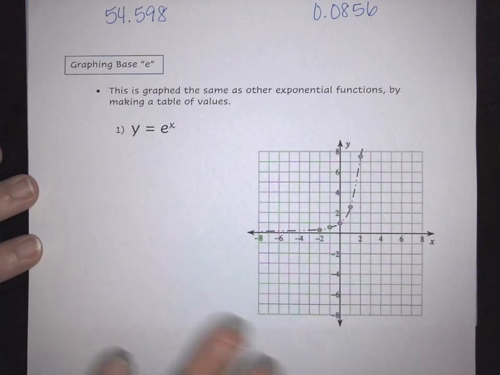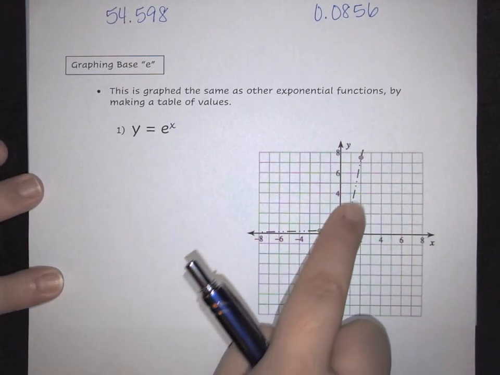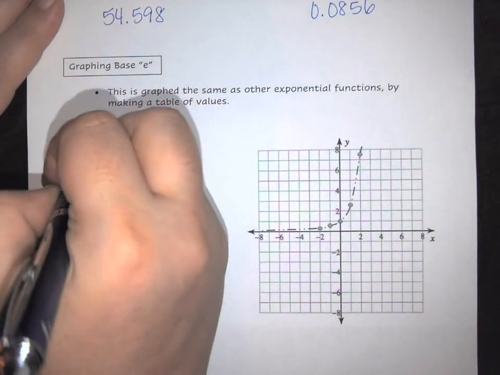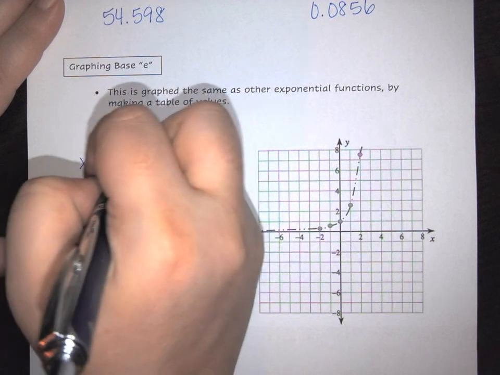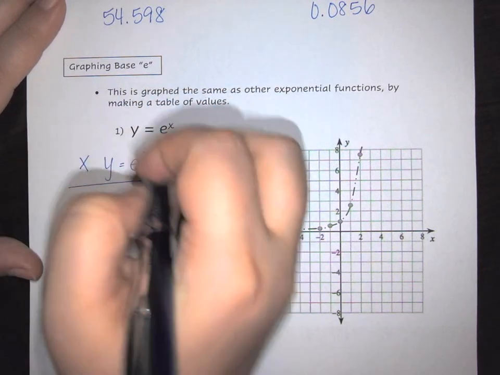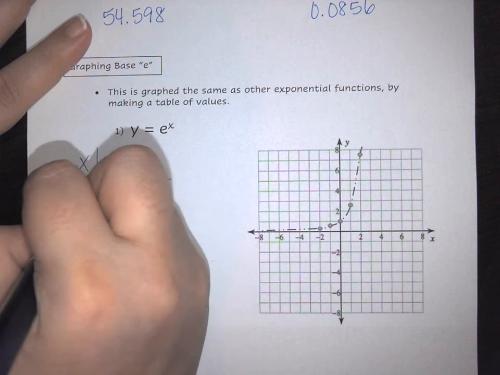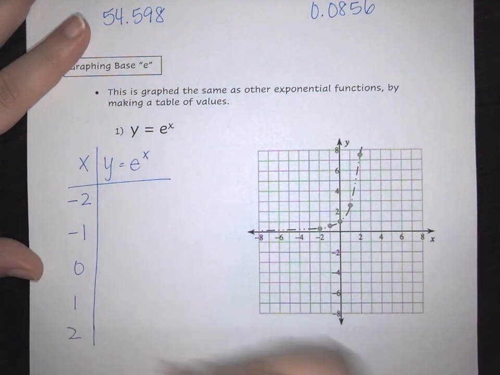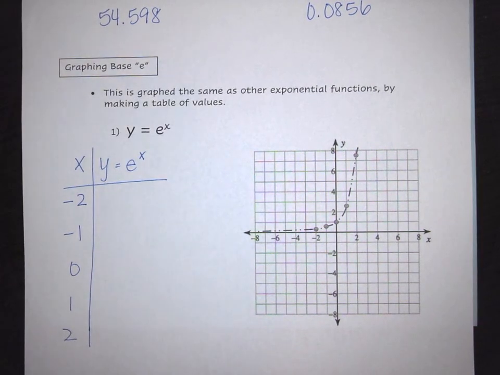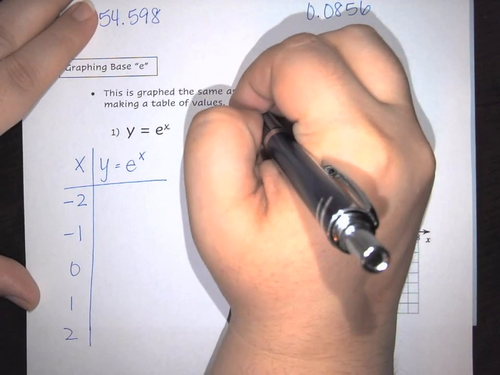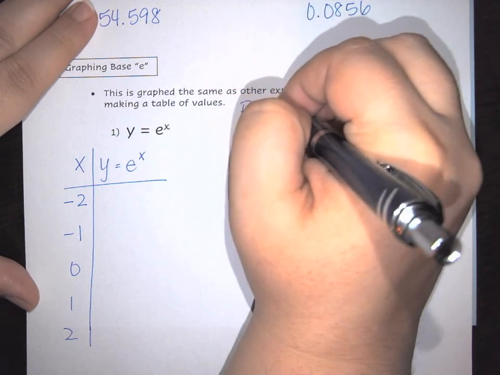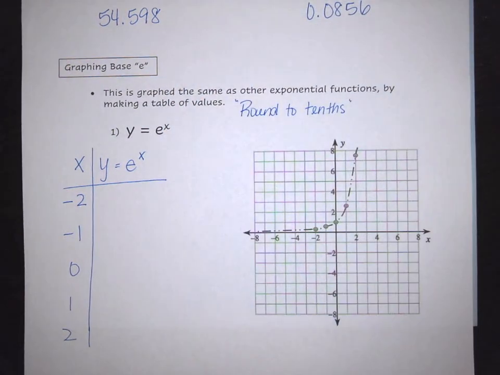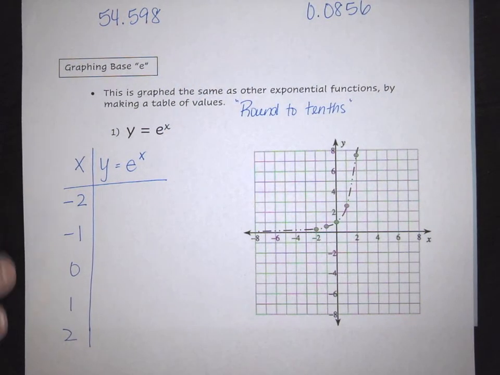Now the same thing would happen if we were trying to graph. So notice here I've already actually graphed it for you just so you can see it. But you would go ahead and create that same XY table. So we would create XY, and this time it's E to the X. And just like before, we could do -2, -1, 0, 1, and 2. And because we're trying to graph, in this case, the easiest thing to do is we want to round to the tenths. And so here, you would just simply plug and chug.